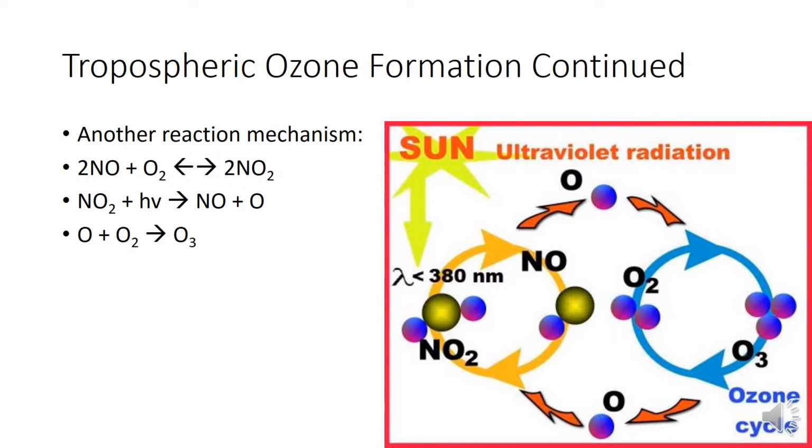Nitric oxide produces ozone through the reaction mechanism shown. First, it is oxidized in air. The resulting nitrogen dioxide is then photodissociated to nitrogen oxide and atomic oxygen. The atomic oxygen, as previously explained in the formation of ozone, combines with oxygen gas to make ozone.